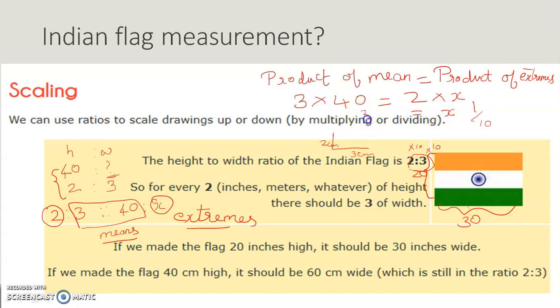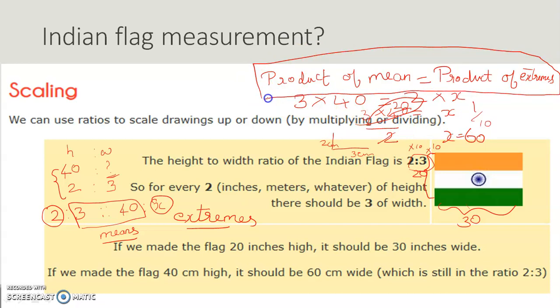So how will it be? 3 into 40 divided by 2. 1 2 is 2, 2 20s are 40. Now if I multiply these two, what will I get? x is equal to 60. So this is the important thing that you should have in your mind today. Product of means is equal to product of extremes. Is it clear, my dear children?